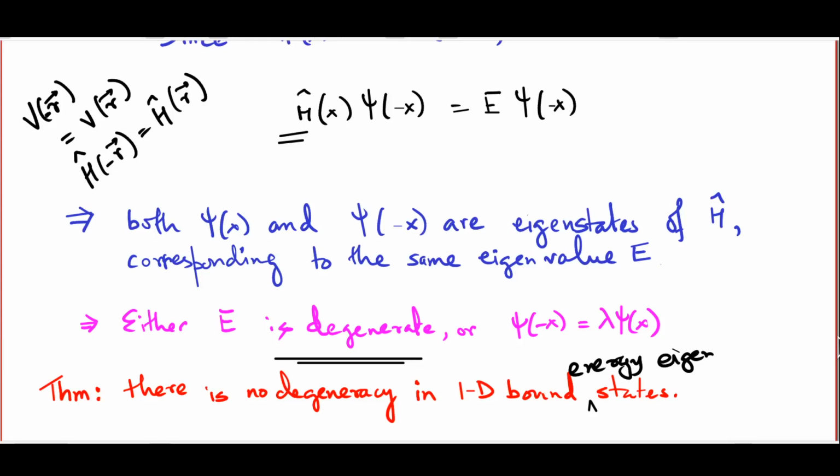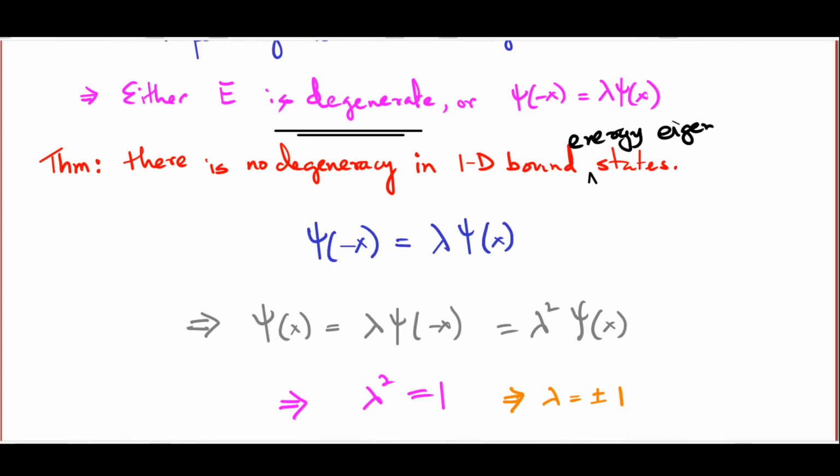You cannot have degeneracy for bound states, and therefore you must have this result. Psi of minus x is lambda psi of x. This of course is again valid for all x, which means you can write this equation also for x going to minus x, which gives you psi of x is lambda times psi of minus x. This is just this equation with x replaced by minus x. But we know that psi of minus x is lambda times psi of x. So we end up with psi of x is lambda squared times itself. And of course that leads to lambda squared being 1, which means lambda is plus or minus 1.